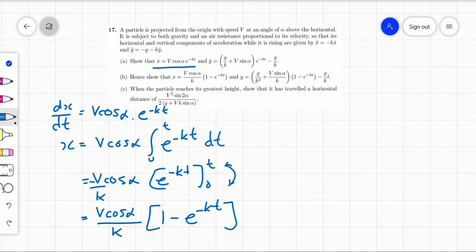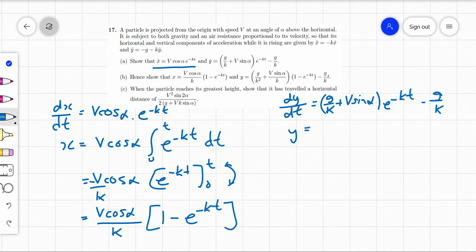Yes, great. So we're going to do the same thing with the y dot. So the y dot is just dy by dt. So we've got g on k plus v sine alpha, lots of e to the minus kt, minus g on k. So we'll integrate y. We'll integrate 1 with respect to y, which is y.